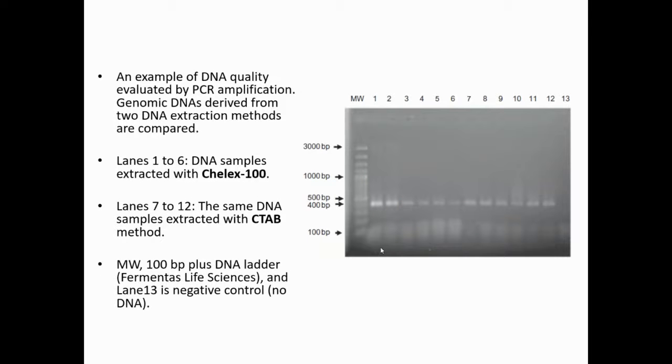And this is just to show the DNA quality evaluated by PCR amplification. We have two different methods. From lane 1 to lane 6, we use Chelex 100 to prepare the DNA, and lanes 7 to 12 use the CTAB method to prepare the DNA from the fungi. And then you can see the Chelex 100 gives you better quality and quantity after the purification and amplification.